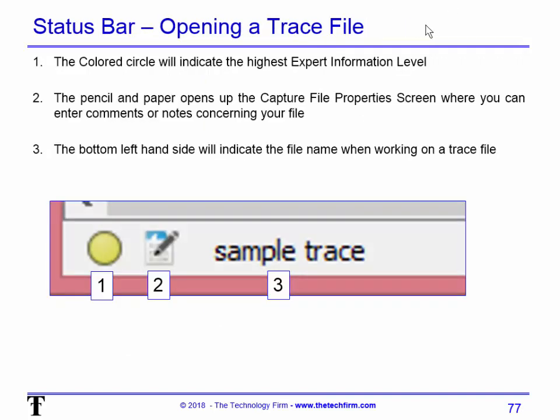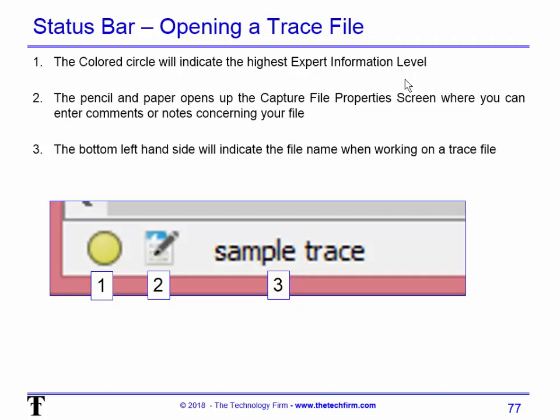So now we're looking at the status bar when you open a trace file. If you take a look at the bottom left-hand corner of your screen, you're going to see these three items, which I've put numbers beside. Number one is a colored circle, and that's going to indicate the highest expert information level. Now that's a mouthful, but all that means is that Wireshark has a database of all your packets and what it considers to be a problem. So it's going to tell you things like retransmitted packets, lost packets, that sort of thing.